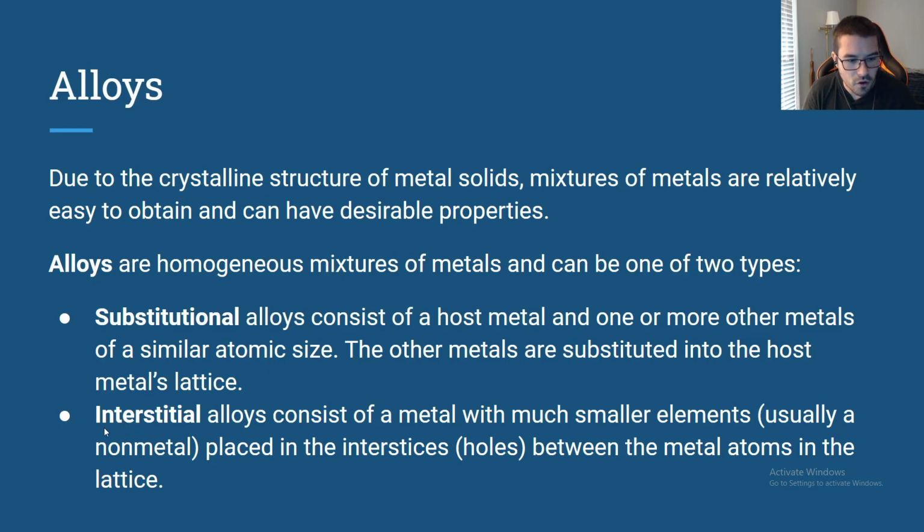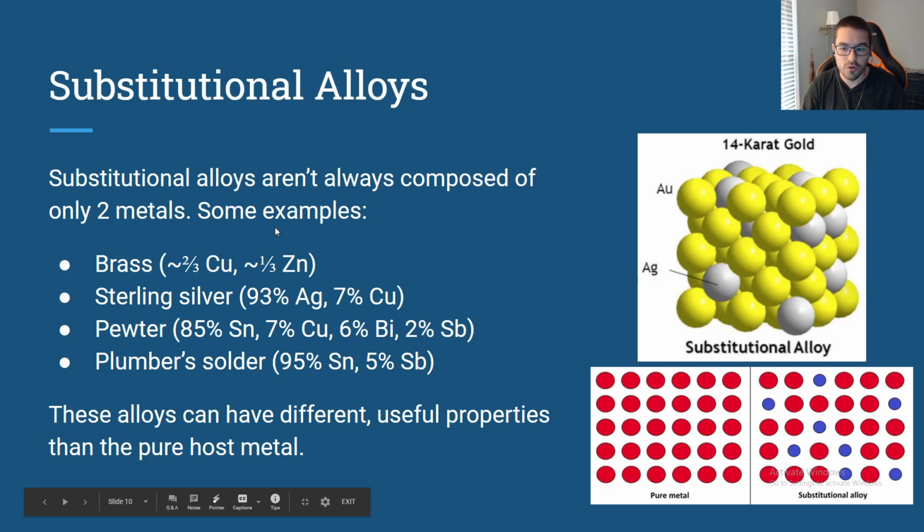The other type is called an interstitial alloy. This consists of, once again, a host metal that has much smaller elements, usually nonmetals, placed in the interstices or holes between the metal atoms in the lattice. So rather than replacing the host metal like a substitutional alloy, these smaller elements, particularly carbon and nitrogen, or even smaller things like boron, can position themselves in the holes between the host metal atoms in the lattice. I've got some diagrams here that I'll show you.